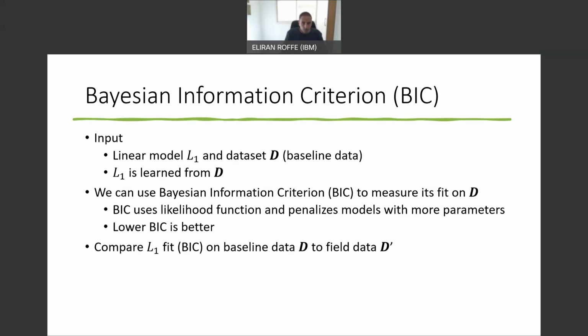And now we can use this criterion to measure the fit on D. What we will do is take the BIC. It uses the likelihood function from the previous slide with some addition of penalties for using many parameters. We did the calculation, lower BIC value is better, but the more important thing is that we can take it and do some comparison between the baseline data and the field data. It means that after this comparison, we can know if the baseline and field data are more or less the same or have the same distribution.